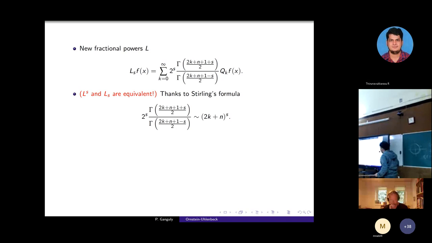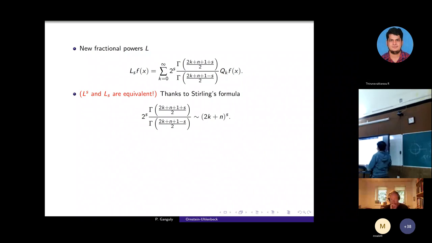L power s and L_s are equivalent in the sense that there is a bounded operator that connects L^s and L_s, so that if we can have an inequality for L_s, we can deduce the same inequality for L power s.